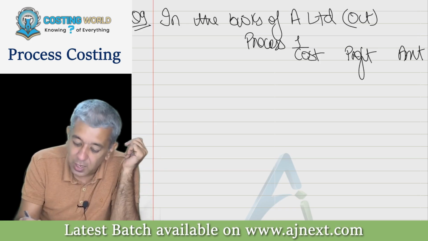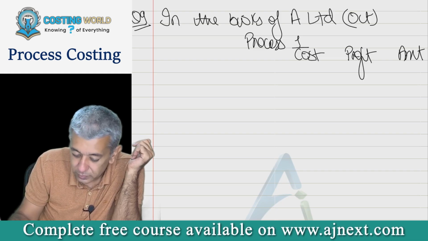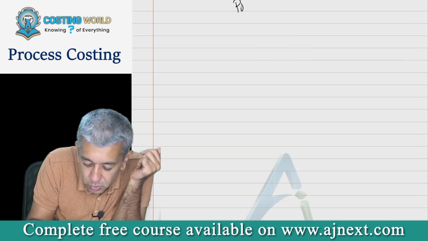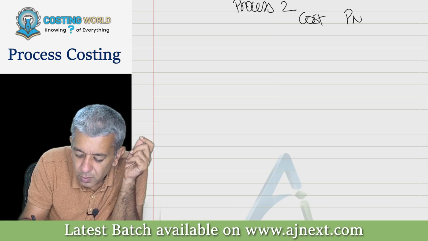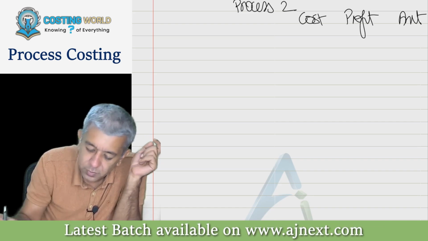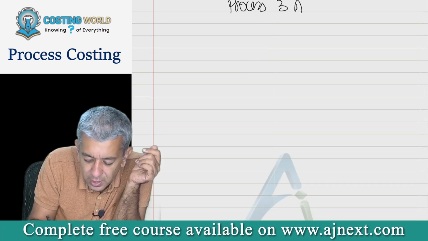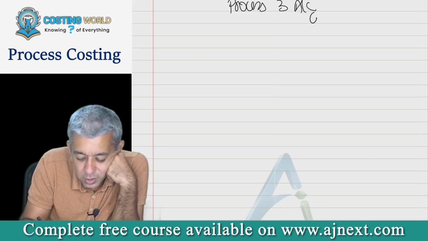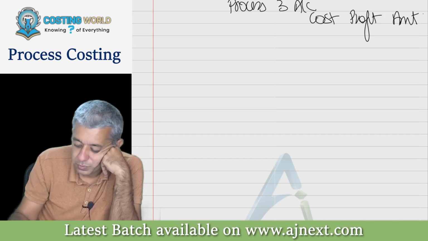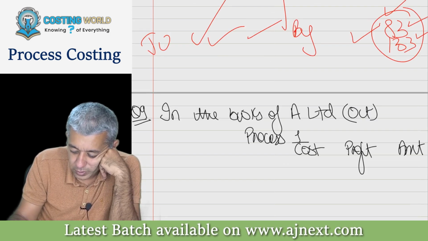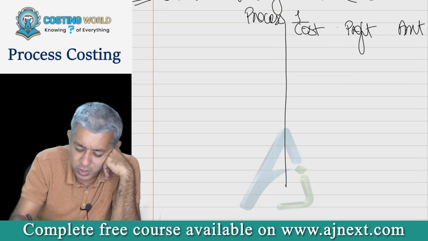We are going to make the account in a vertical manner, approximately for half a side. Again, process 2, approximately for half a side. Cost, profit, amount. Process 3, again for half a side. Cost, profit, amount. Make these accounts for half a side. Accounts means in a vertical manner like this. That will be enough for us.